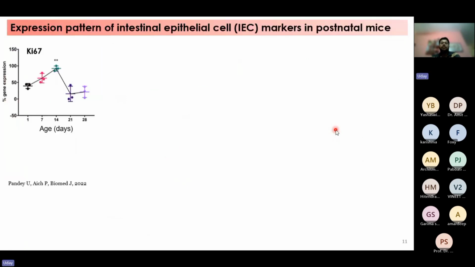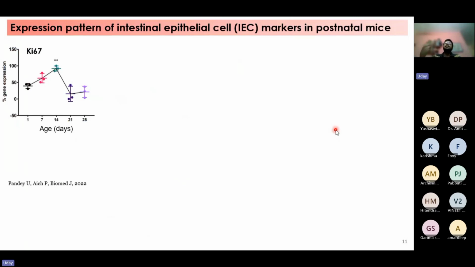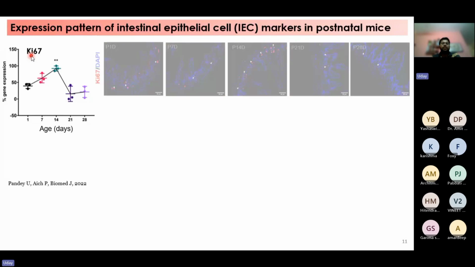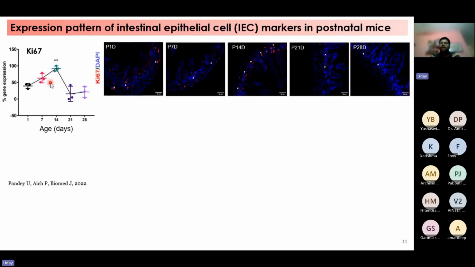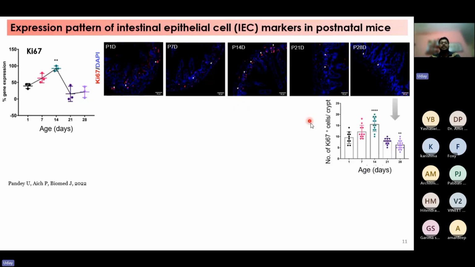As I already told, there are different kinds of intestinal epithelial cells that help in maintaining the epithelial layer and barrier integrity. So we used antibody markers for each type of cell. The first one is Ki67, a proliferation marker. We did RT-qPCR analysis, and also immunohistochemistry to check protein expression in the ileum section. What we found is that their population increases till 14 days, and after 14 days, suddenly there is a drop in their population.